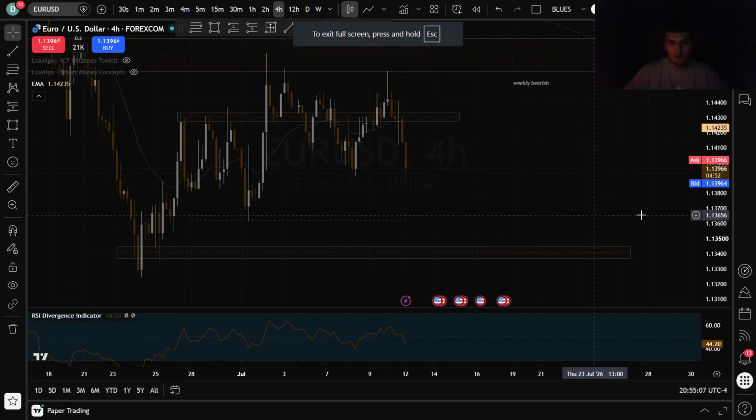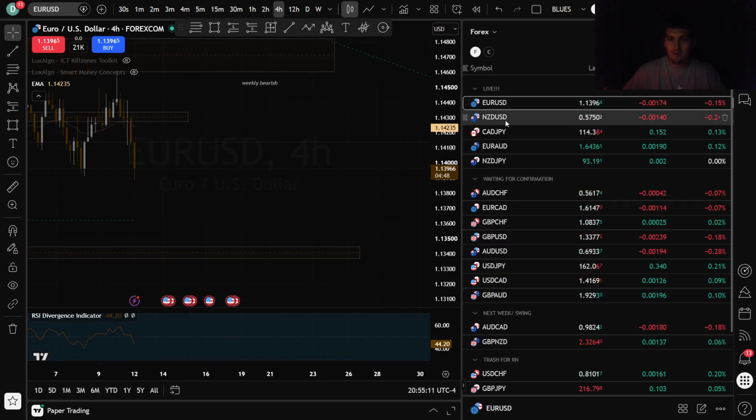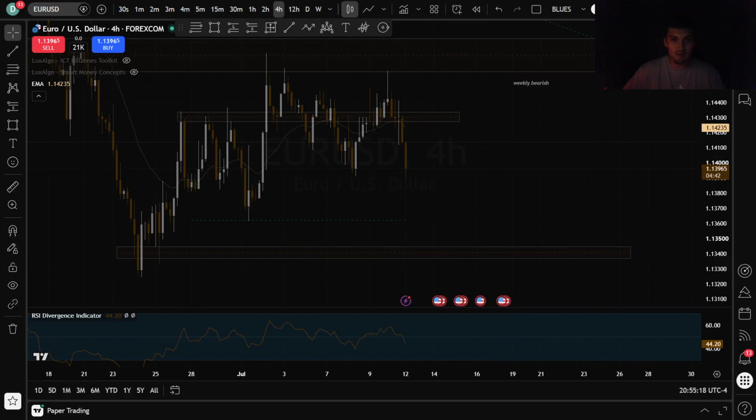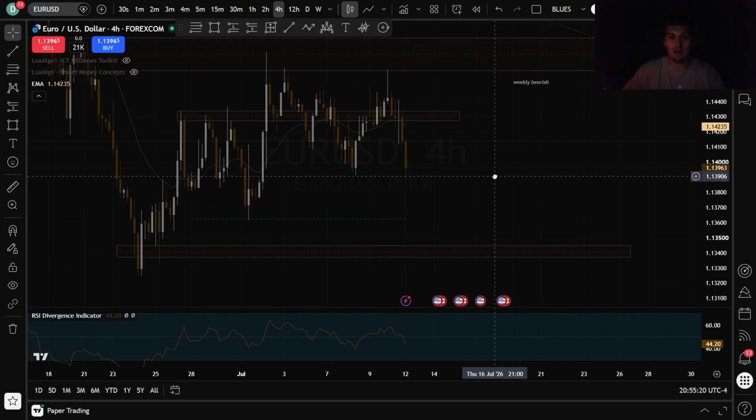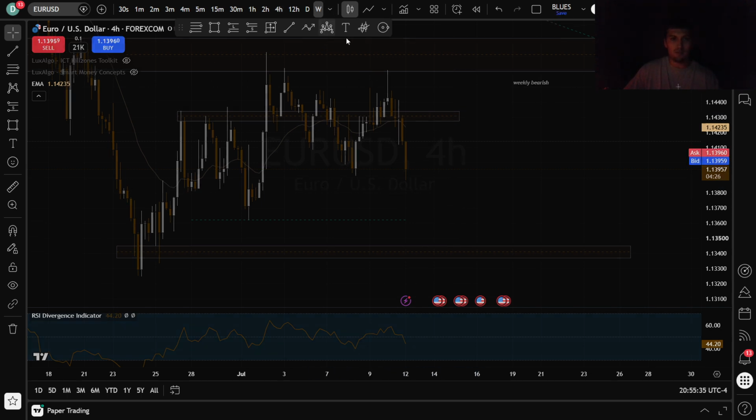So, with Euro USD, first off, this right here is what I look at every single week. This is the top 20 Forex pairs, and I'm going to show you how I like to look at them to set us up for the week. The market opens at, I think, 6 p.m. every single Sunday night. So let's get straight into it.